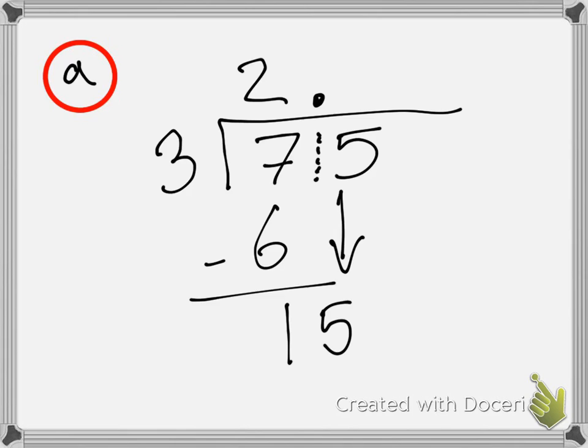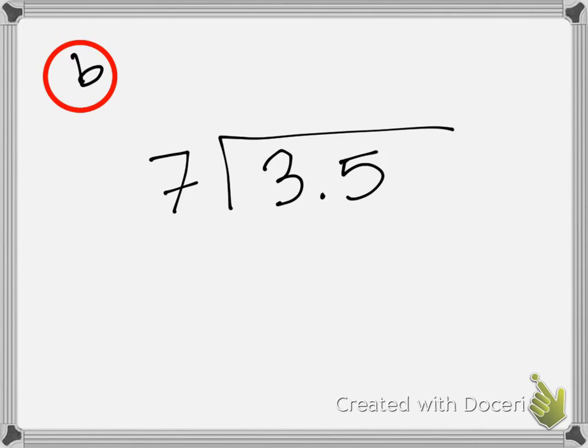Yes, we bring down the 5. How many times does 3 go into 15? Show of hands, the number. What is it? How many times does 3 go into 15? 5. And that's an even 15. So we are done. It is 2.5. Let's look at the next problem. So, first step, we bring up the decimal right there.